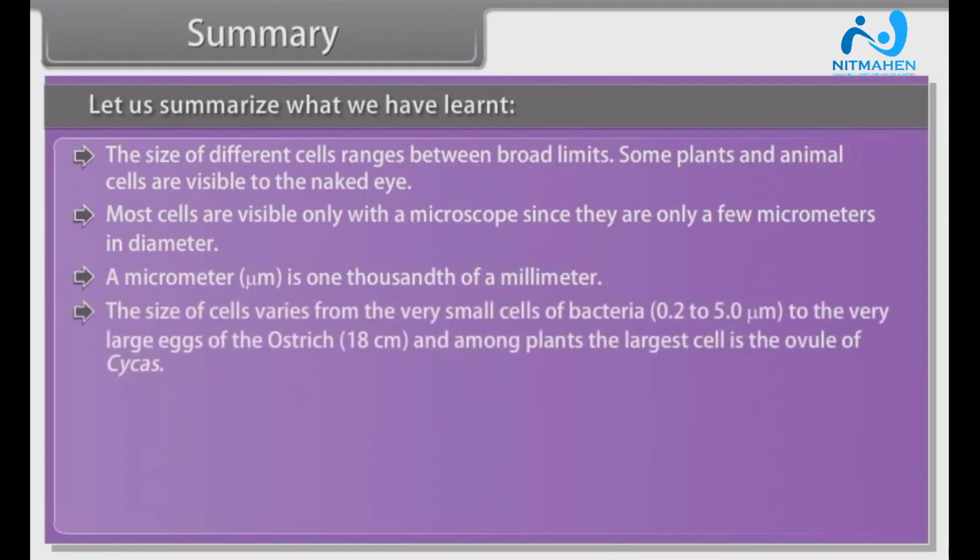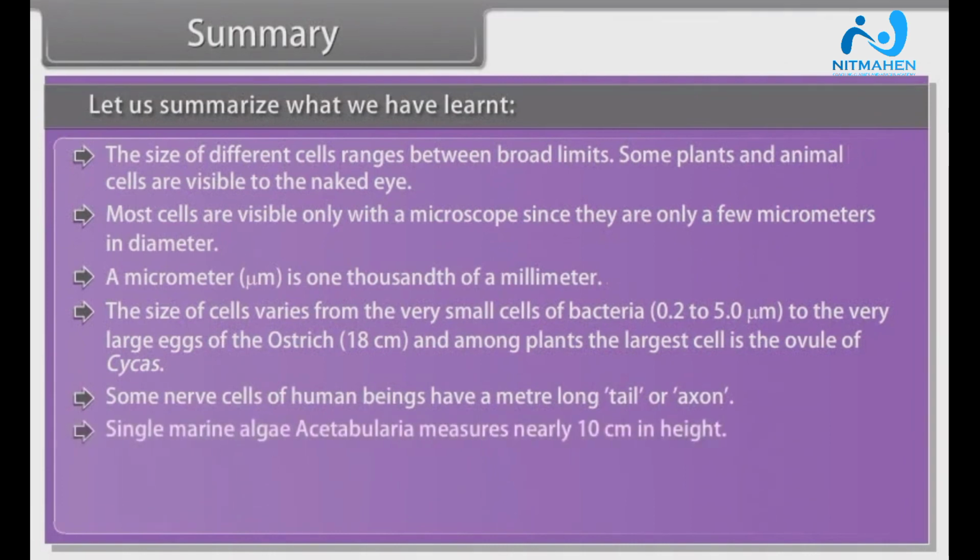The size of cells varies from the very small cells of bacteria, 0.2 to 5 micrometer, to the very large eggs of the ostrich, 18 centimeter. And among plants, the largest cell is the ovule of cycas. Some nerve cells of human beings have a meter-long tail or axon. The single marine algae, Acetabularia, measures nearly 10 centimeter in height.